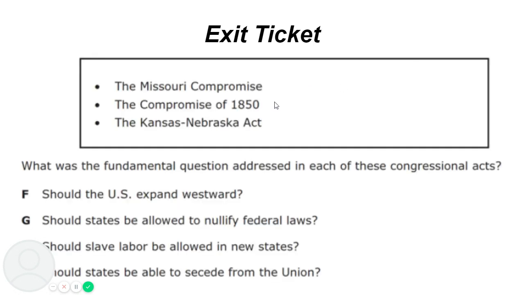The Missouri Compromise, the Compromise of 1850, and the Kansas-Nebraska Act. What was the fundamental question addressed in each of these congressional acts? Now, we never talked about the Kansas-Nebraska Act, but we did talk about the Missouri Compromise and the Compromise of 1850 today. So what was the fundamental question addressed in each of these congressional acts? Should the U.S. expand westward? Should states be allowed to nullify federal laws? Should slave labor be allowed in new states? Or should states be able to secede or leave the Union?